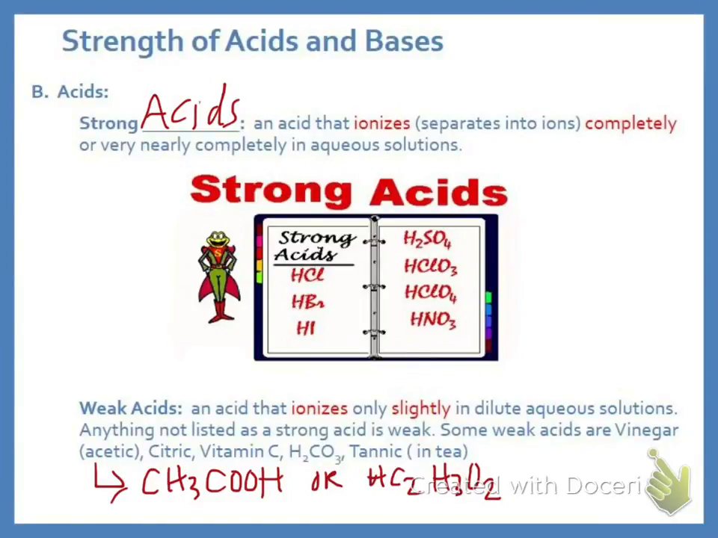Okay, so it only will dissociate slightly. Okay, and if you remember from last unit for solutions, a strong acid makes a strong electrolyte because it completely ionizes. A weak acid makes a weak electrolyte.